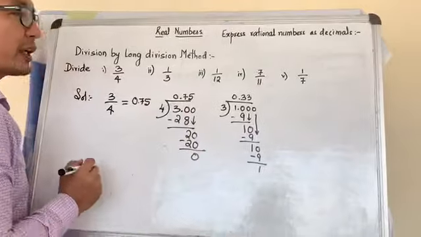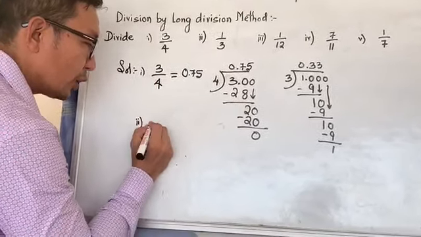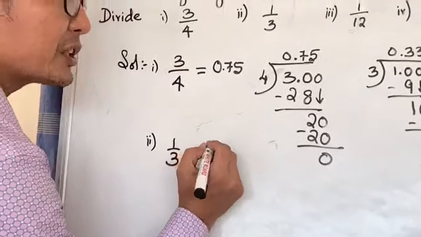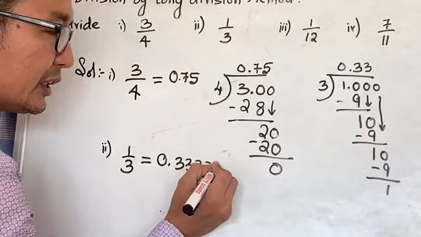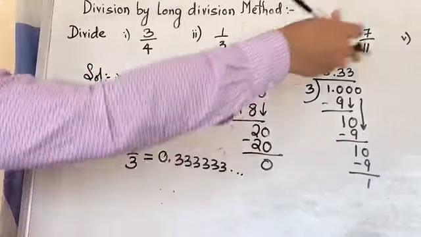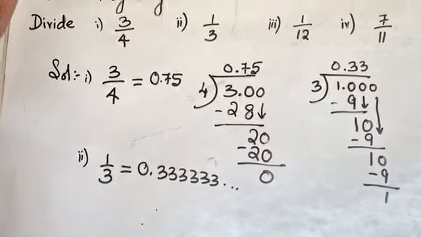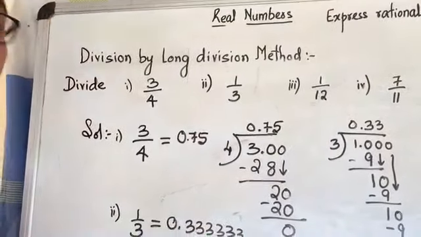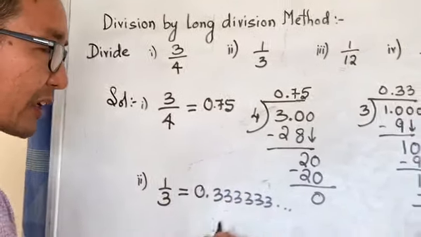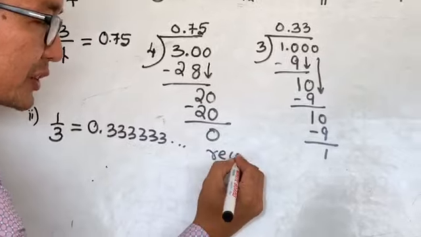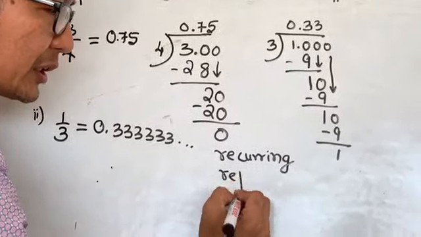So this number becomes 1 upon 3, which can be written as 0.3333333. The remainder never becomes 0, so it repeats. This is called recurring, or repeating.